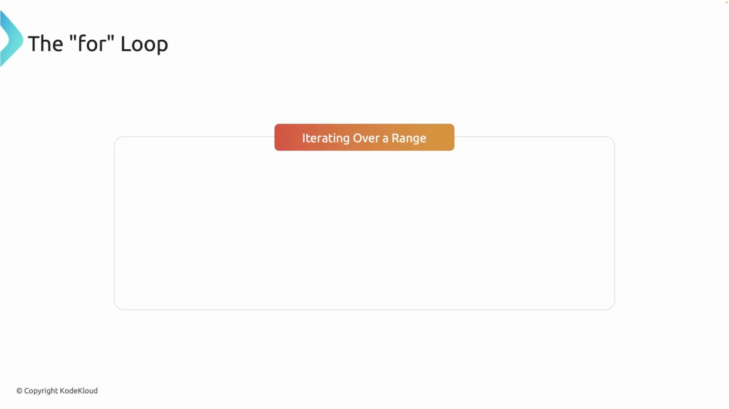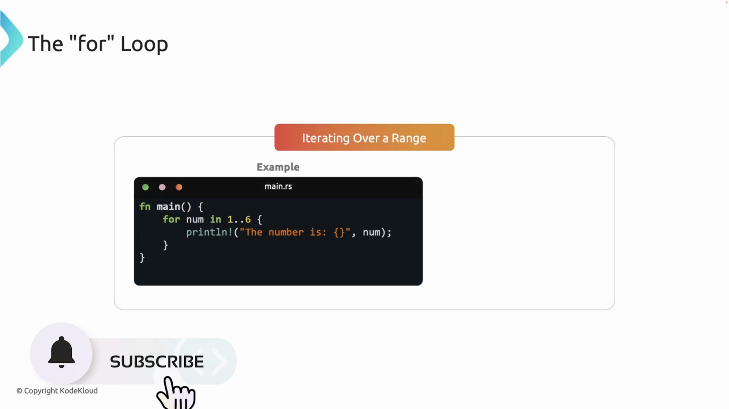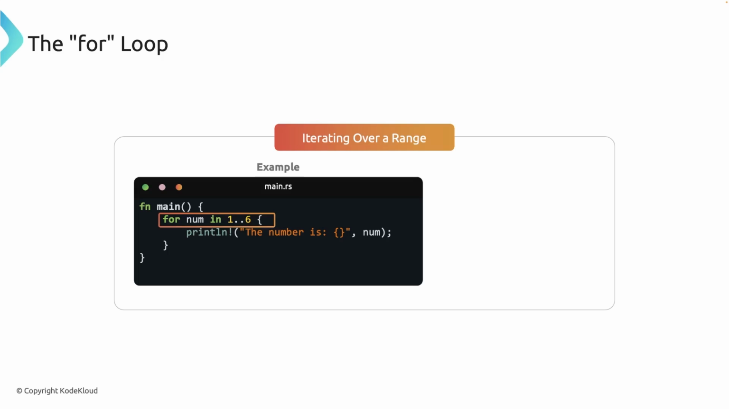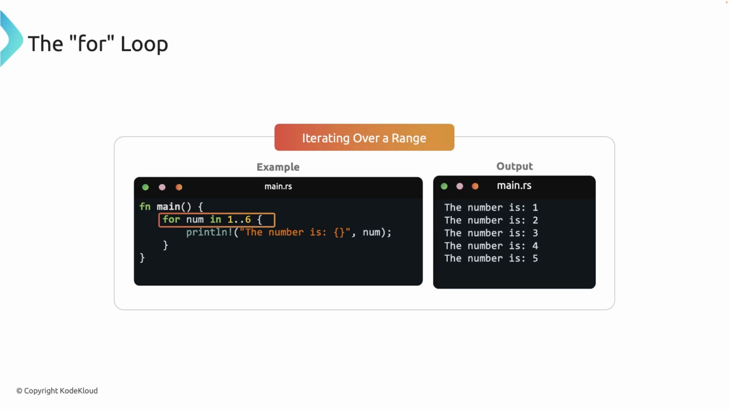You can also use the for loop to iterate over a range. You can use a range to create a sequence of numbers to iterate over. In this example, the for loop iterates over the range 1 to 6, which includes the numbers 1, 2, 3, 4, and 5, but 6 is exclusive, and you get the respective output.